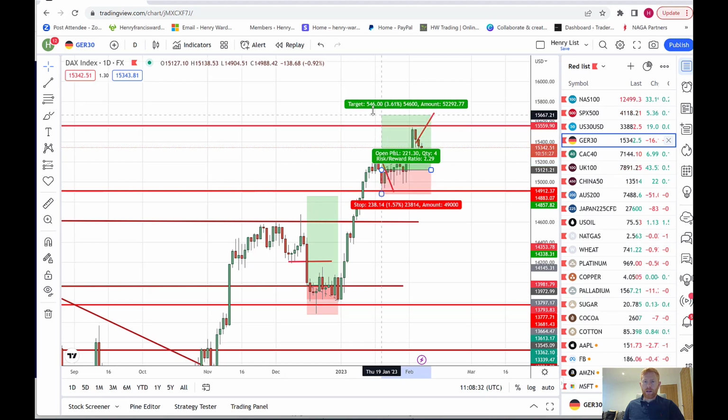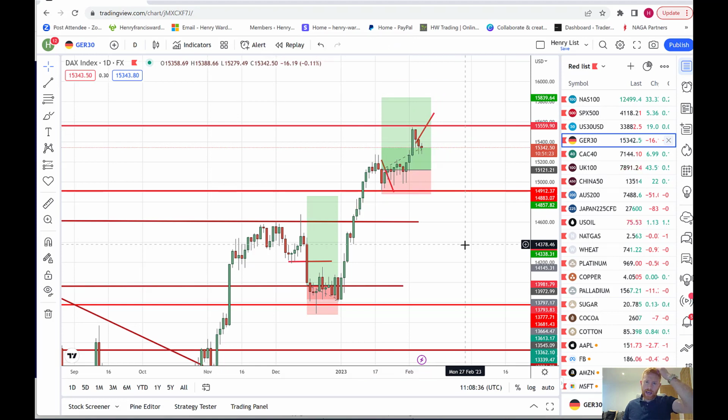0.92. So we got triggered out with a 0.25 of a winner because we trailed our stop loss. But anyone who didn't is 1% up right now. Well done. And again, we do have a little break and retest here.